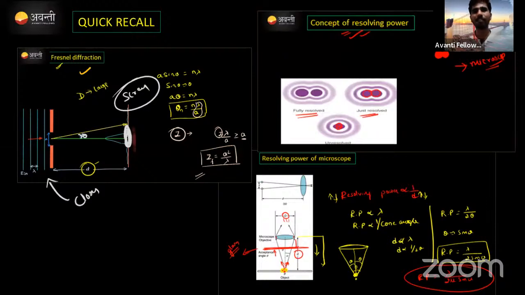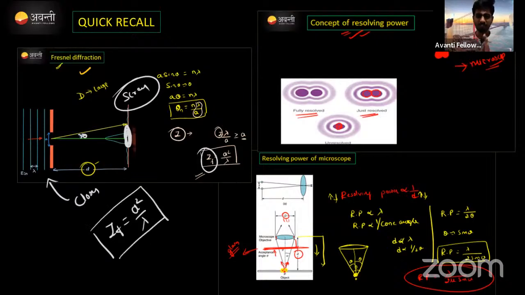Okay, based on that one, we find out one equation. There's a Fresnel distance equation, that is ZF is equal to a square upon lambda. Okay, this is a simple equation. Keep this in mind. Later on we talk about the resolving power.